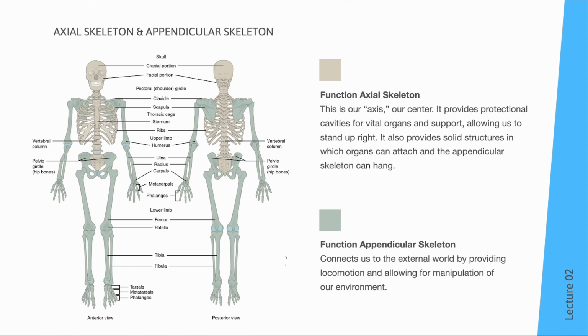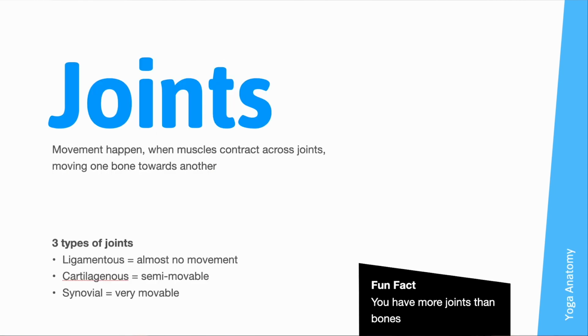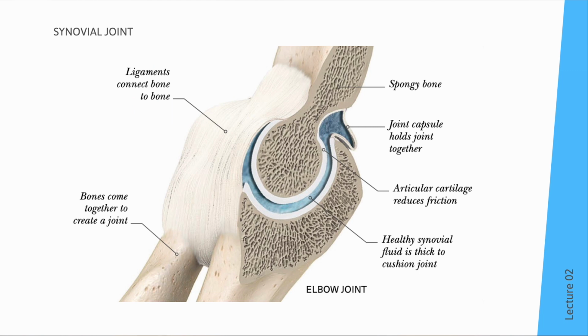All right, good. Now we want to have a little look at the joints. So when two bones join together, we call that a joint. And we have three types of joints. And we look at the synovial because they are the ones that actually move. And if we look at the synovial joint, then we see this structure here. That's an example for the elbow.